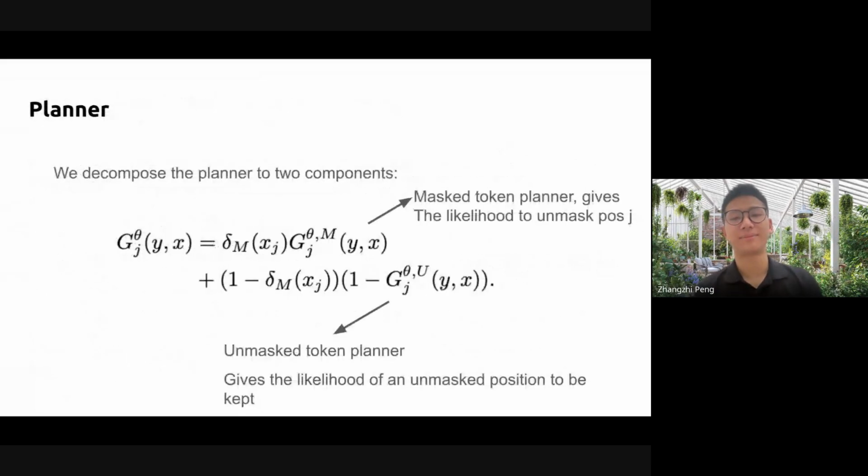All right, so Zach gave a really nice background about all the math here. Based on that motivation, we decided to decompose the planner into two components. Given a time, we have XT, the partially masked sequence, and there are two types of token in that sequence. There are masked tokens that we want to unmask, and there are already unmasked tokens that we want to possibly keep or remask. So we have two planners: one for all the masked tokens, which tells me the likelihood to unmask it, and an unmasked token planner, which gives me the likelihood that I'm going to keep this unmasked token.